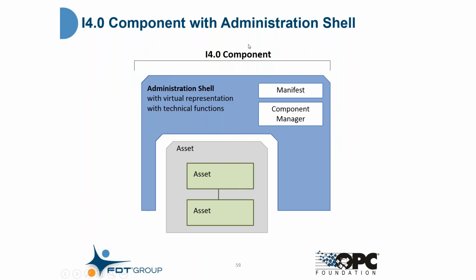In order to do that, each asset, which is shown here as a gray box, needs an administration share. The asset can be composed, as shown by the smaller green boxes, but each of the assets basically is represented by an administration share. It provides the virtual representation and technical functions. An administration share and asset together are called an Industry 4.0 component.